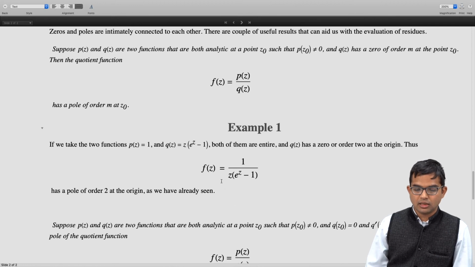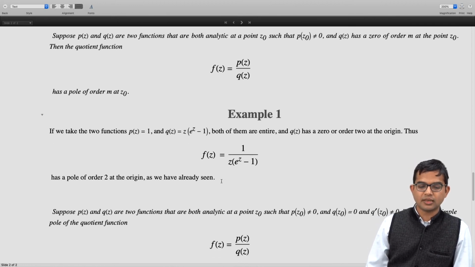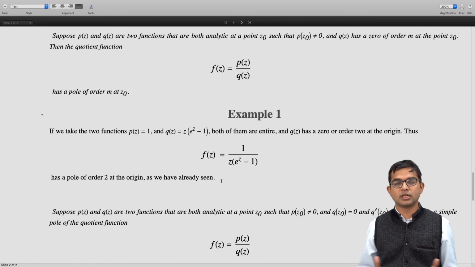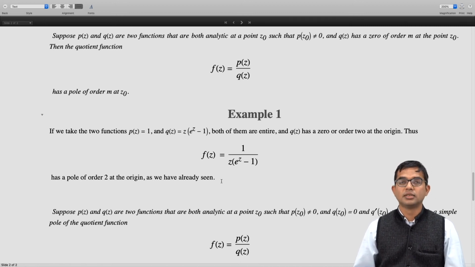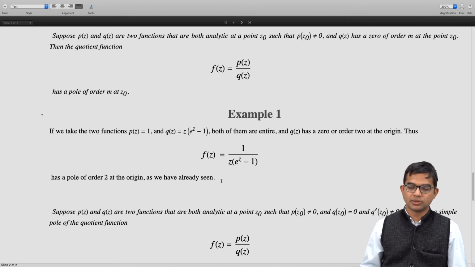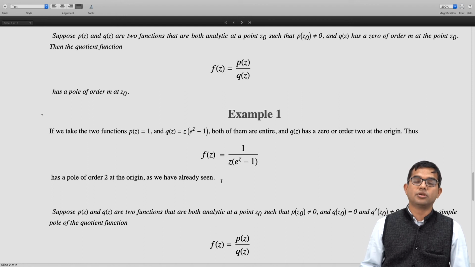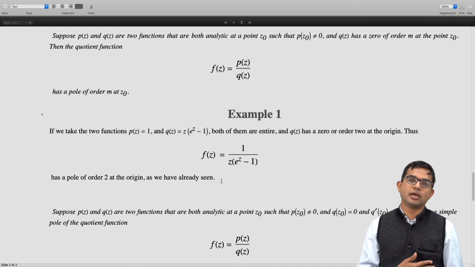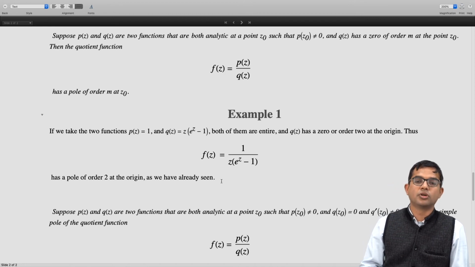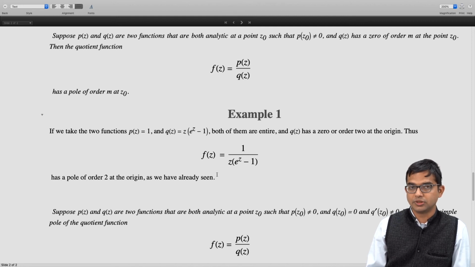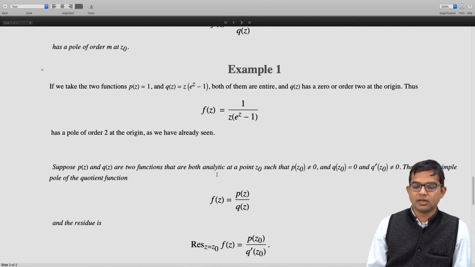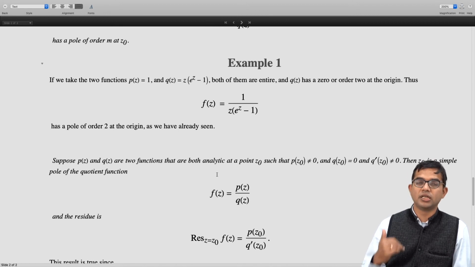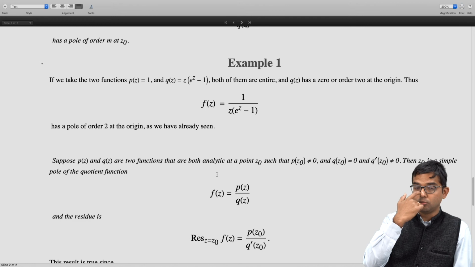There is another result which is very useful, and that is that if p of z and q of z are two functions that are both analytic at a point z naught, such that p of z naught is not 0 and q of z naught is 0, so the denominator is 0, the numerator is not 0, and if you are able to find that q prime of z naught is not 0, right? So the derivative of the denominator is not 0, then you're guaranteed that z naught is a simple pole of the quotient function. So now you take this quotient function p of z divided by q of z, and then you can simply write down the residue also straight away. And so the residue is simply given by p of z naught divided by q prime of z naught, right?